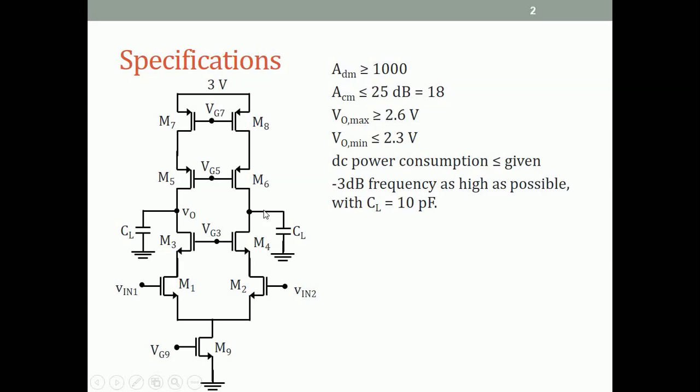The output DC voltage range had to be 2.6 volts to 2.3 volts. It could of course be greater, but it cannot be lesser. So the maximum voltage has to be at least 2.6. The minimum has to be at least 2.3. So minimum can be less, maximum can be greater. The DC power consumption is less than or equal to a value that was given individually to you, and the minus 3 dB frequency had to be maximized with a CL of 10 picofarad. All right.